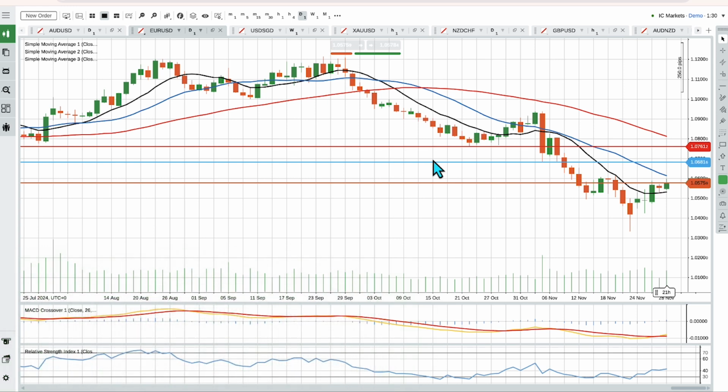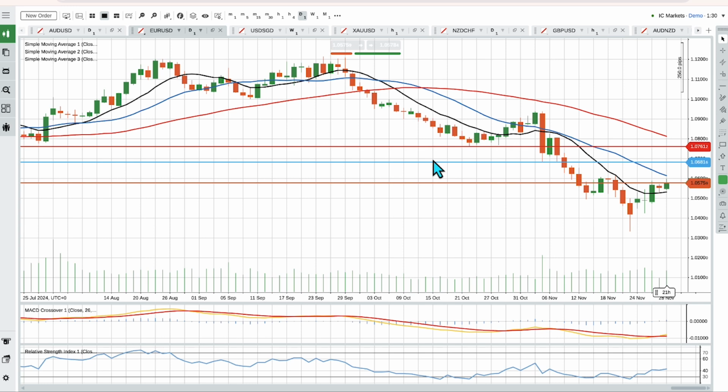Now, since about the end of September, we've seen strong bullishness coming into the US dollar. So, today I want to take a look at a potential pullback on this market because we have seen a bit of weakness coming back into the market.